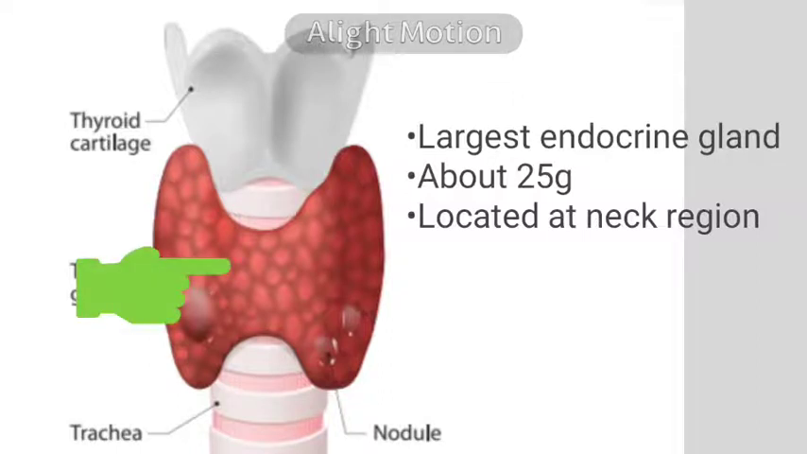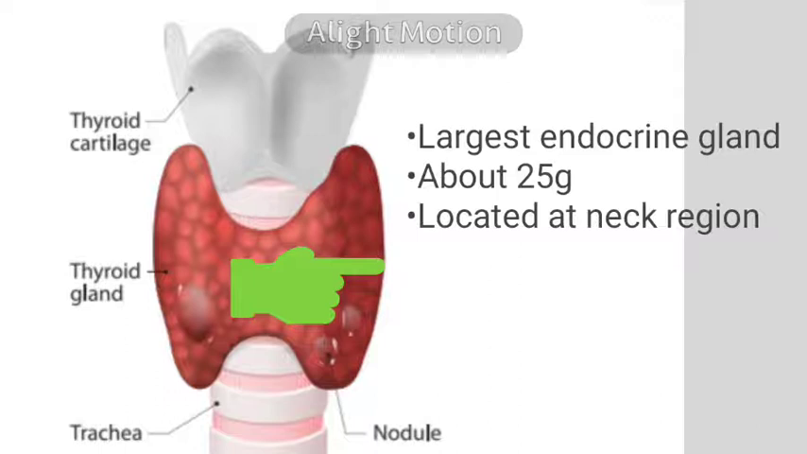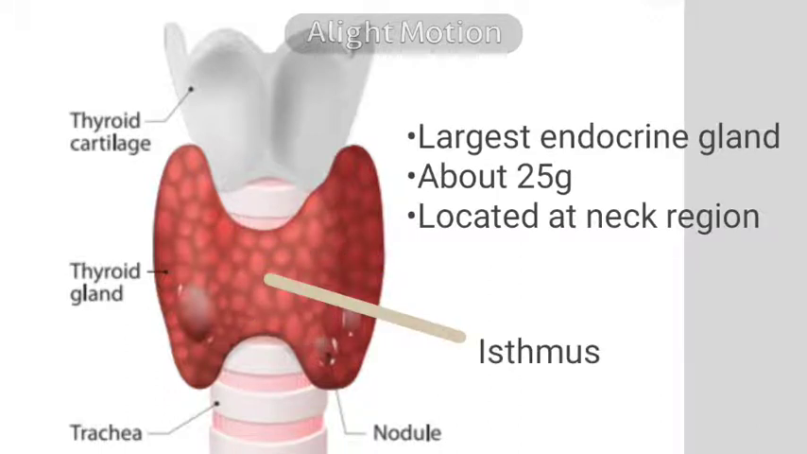It is bilobed, that is, two lobes. The right and left lobes are connected by a thin tissue called the isthmus. The shape of the thyroid gland looks like the English alphabet H or an insect butterfly, so it is called the H-shaped gland or butterfly gland. Unlike other glands, it stores its hormone in large quantity.